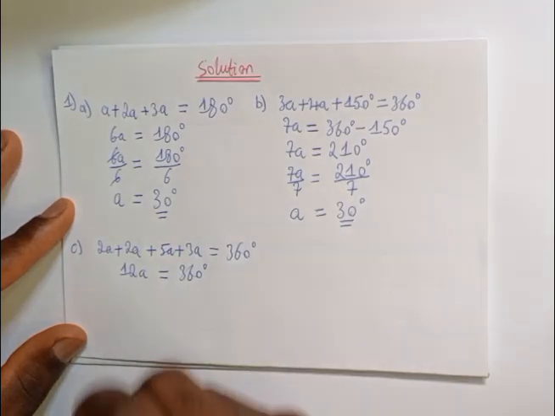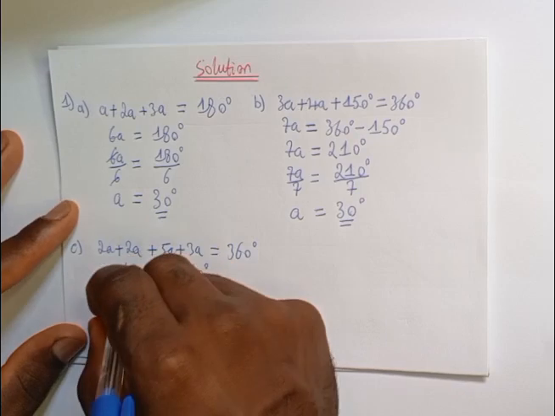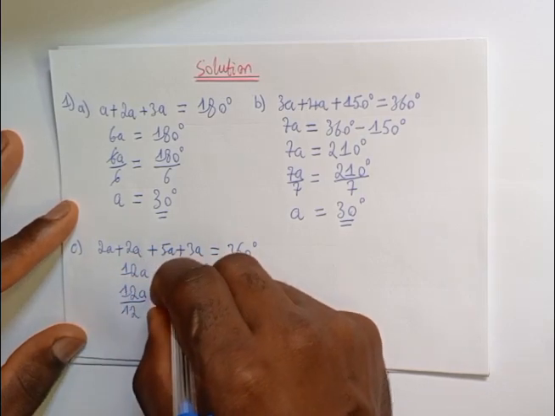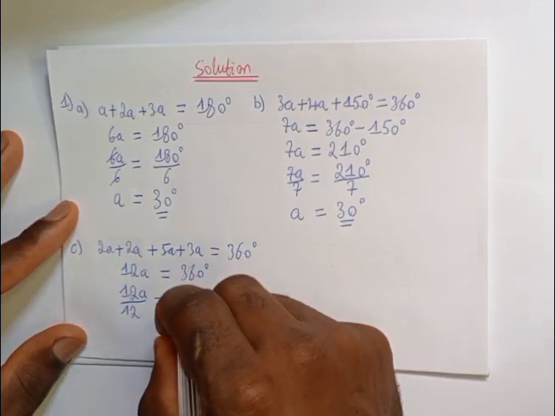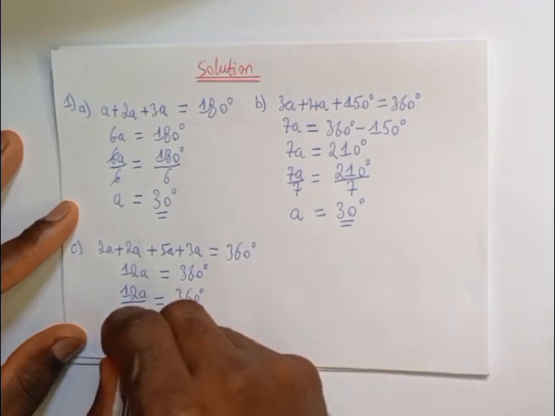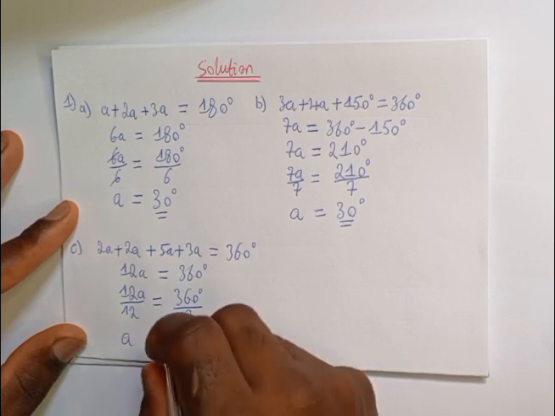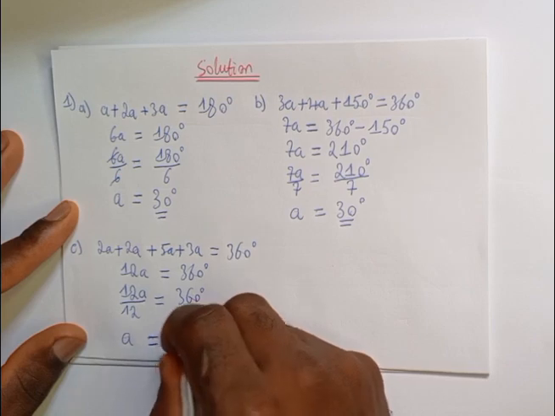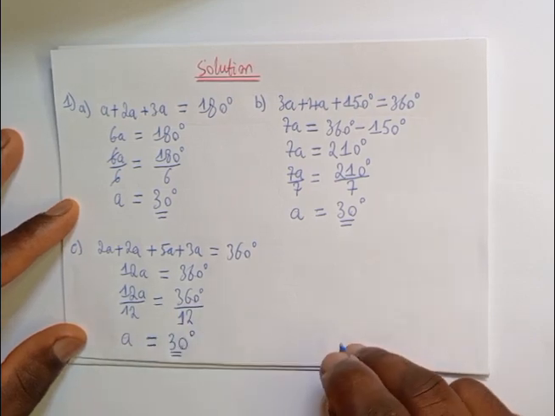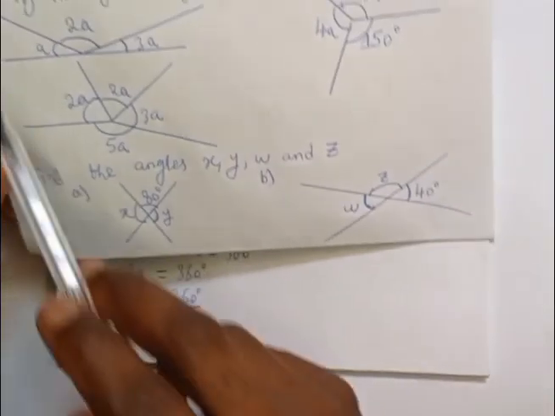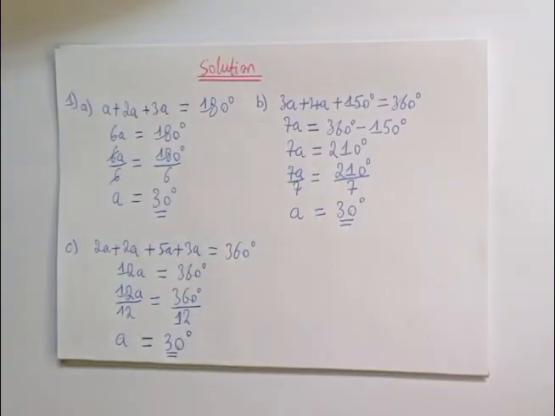Next, we are going to divide all through by 12, which is the coefficient of A. A is equal to 360 degrees divided by 12. It gives us 30 degrees. You can see for the three questions A, B, and C, the angle A is equal to 30 degrees. We move now to question 2.